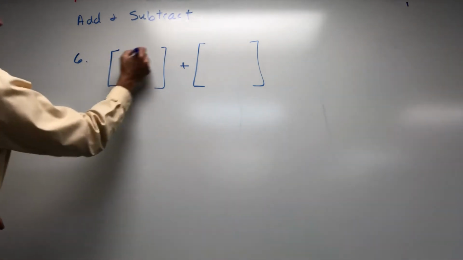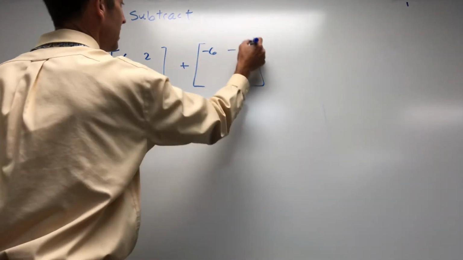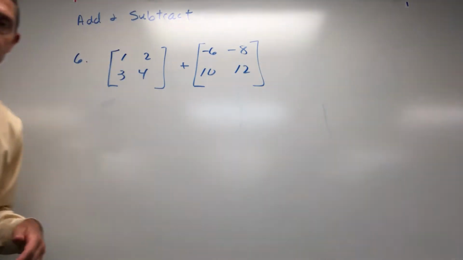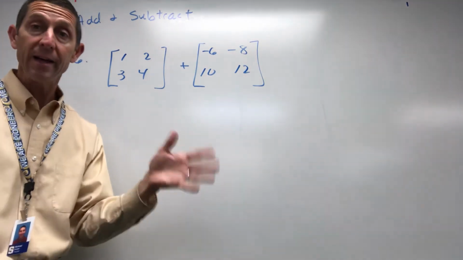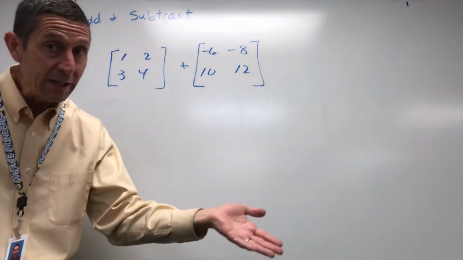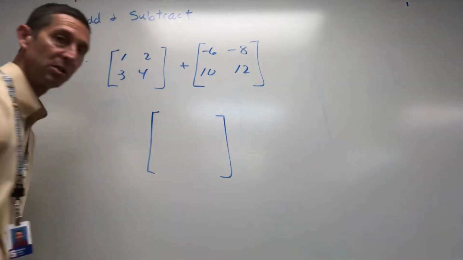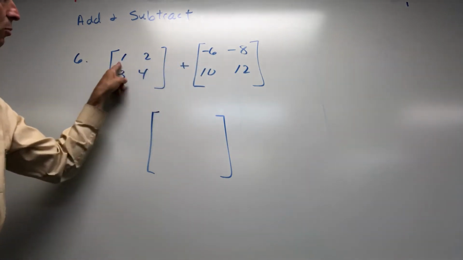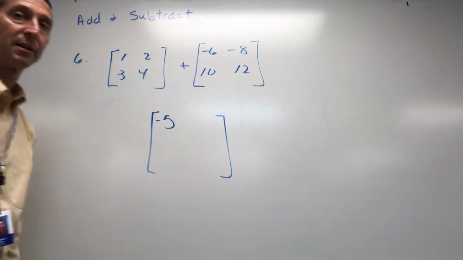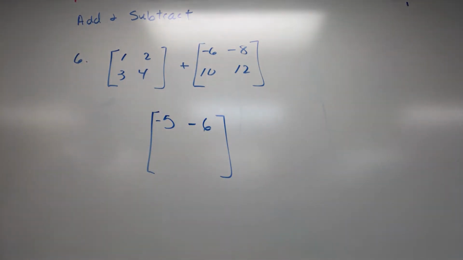Let's say we have something like 1, 2, 3, 4. And -6, -8, 10, and 12. So you check your dimensions. This one, 2 by 2. That one, 2 by 2. And as long as they are the same dimensions, you can proceed. You can add these together. So here's how it works. You just take the same position. Top row, top left, right here, this is the 1 in the first row, first column. -6 runs with him, so 1 plus -6, that's -5. 2 plus -8, that is going to be -6.